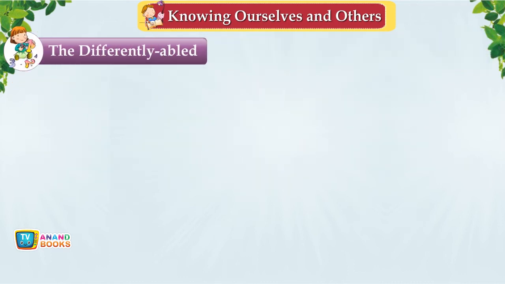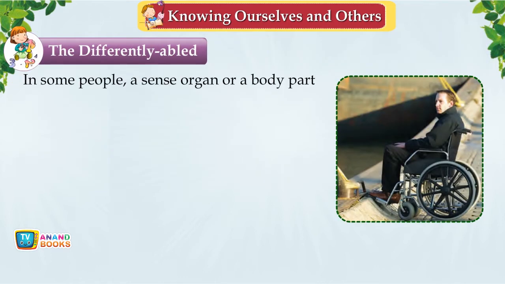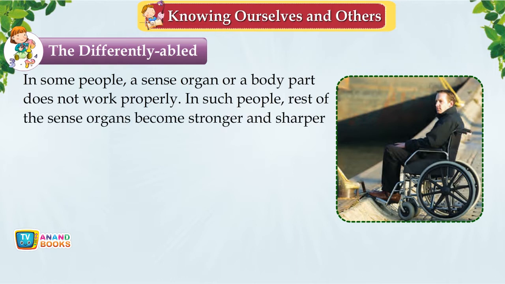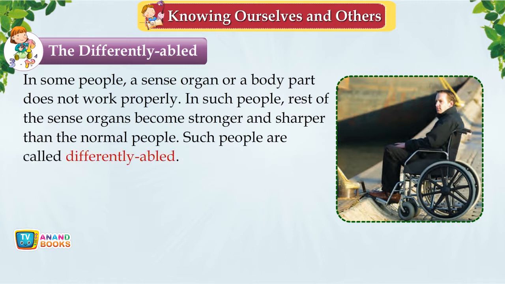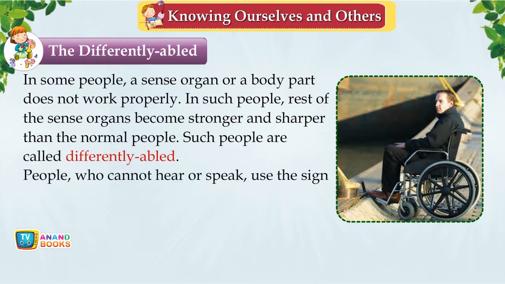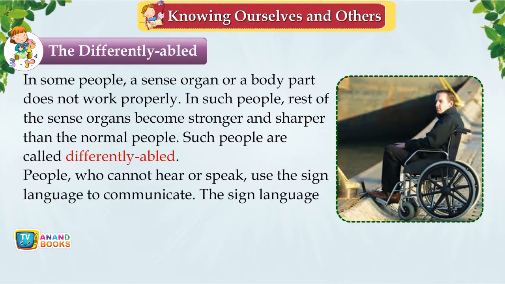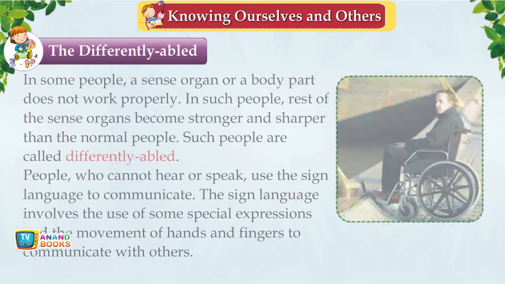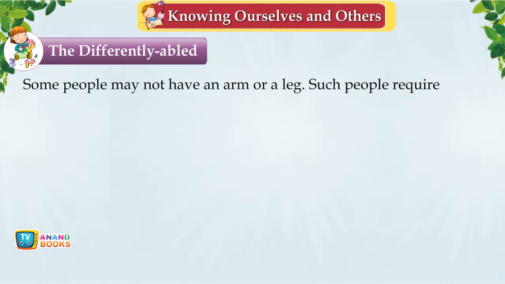The differently abled. In some people, a sense organ or a body part does not work properly. In such people, the rest of the sense organs become stronger and sharper than in normal people. Such people are called differently abled. People who cannot hear or speak use sign language to communicate. Sign language involves the use of some special expressions and the movement of hands and fingers to communicate with others.